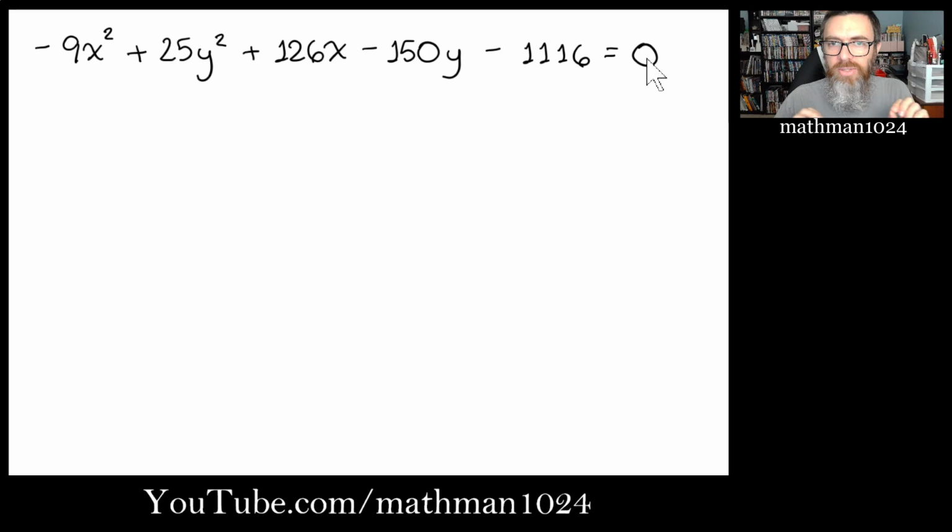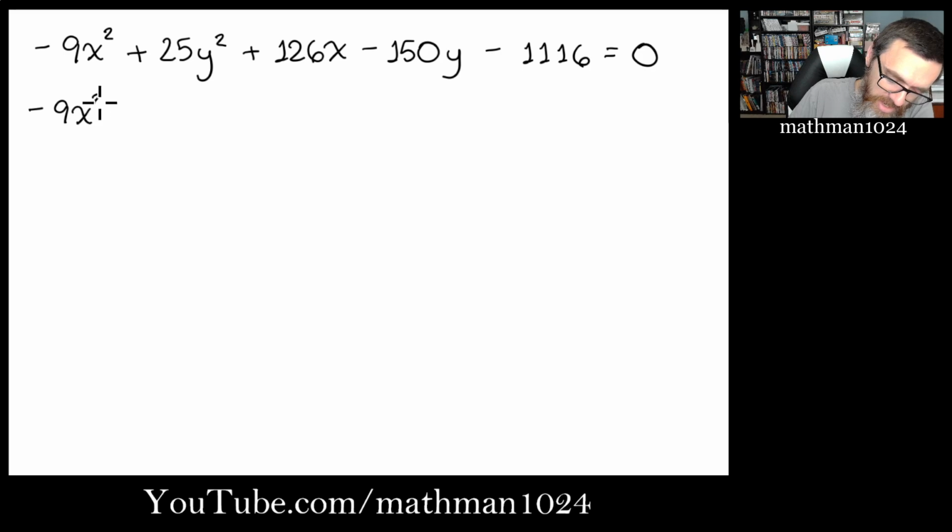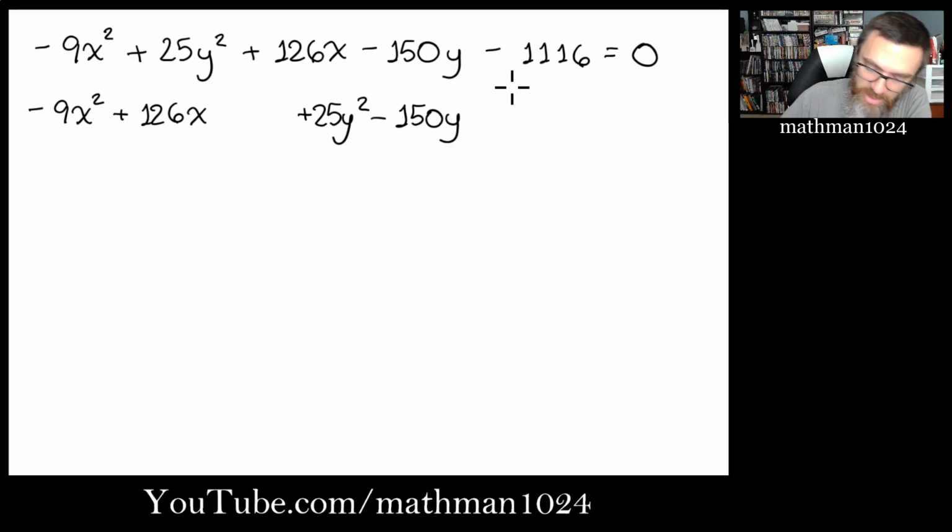Numbers are just numbers. That's it. We know what we need to do. We need to rearrange this so that we have the x's together and the y's together. So negative 9x squared plus 126x, leave some space, plus 25y squared minus 150y, leave some space, equals 1116.